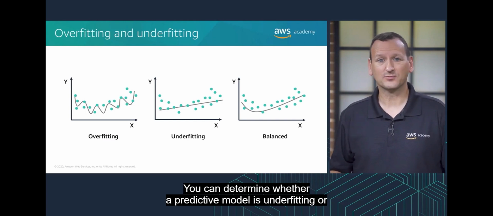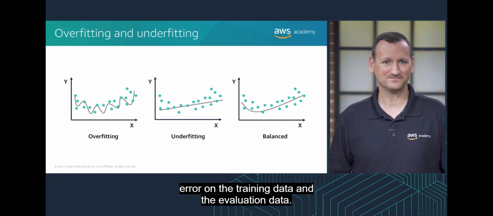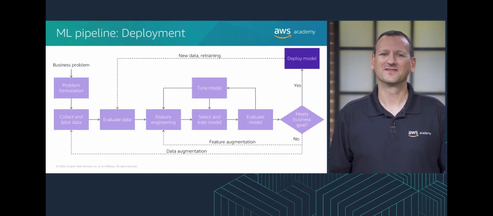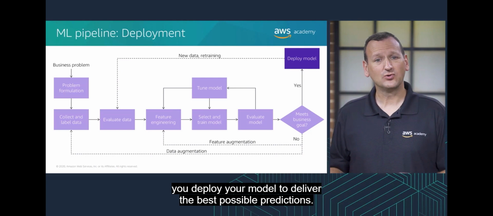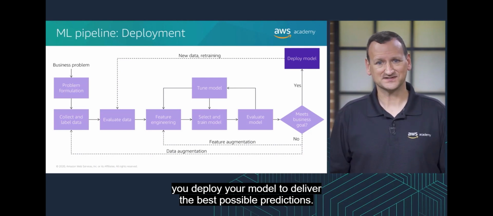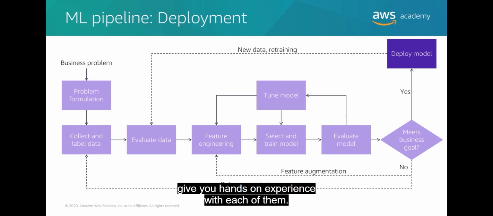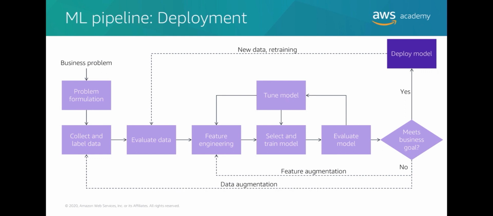You can determine whether a predictive model is underfitting or overfitting the training data by looking at the prediction error on the training data and the evaluation data. We'll show you steps you can take to avoid this later in this course. After you've retrained the model and you're satisfied with the results, you deploy your model to deliver the best possible predictions. Later in this course, we'll walk you through these different phases and give you hands-on experience with each of them. But knowing the process is also useful when using the managed services we'll also explore later, where certain Amazon ML services will do the bulk of the work for you.